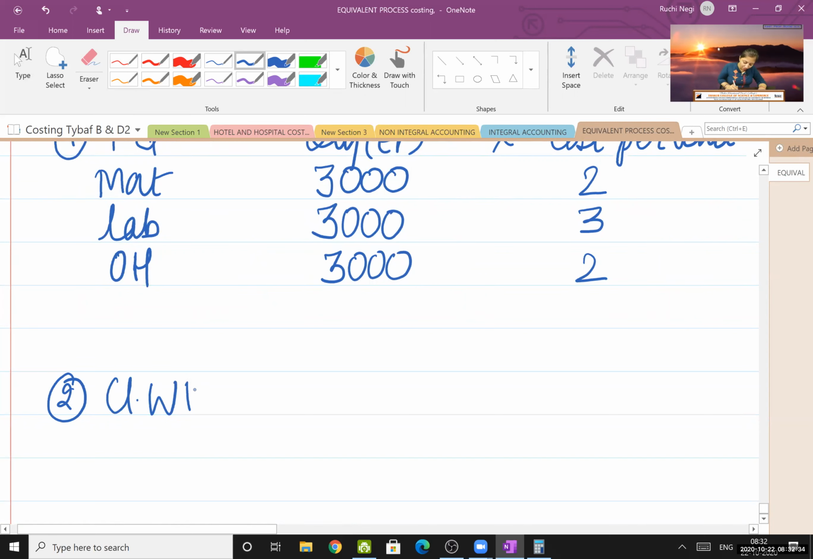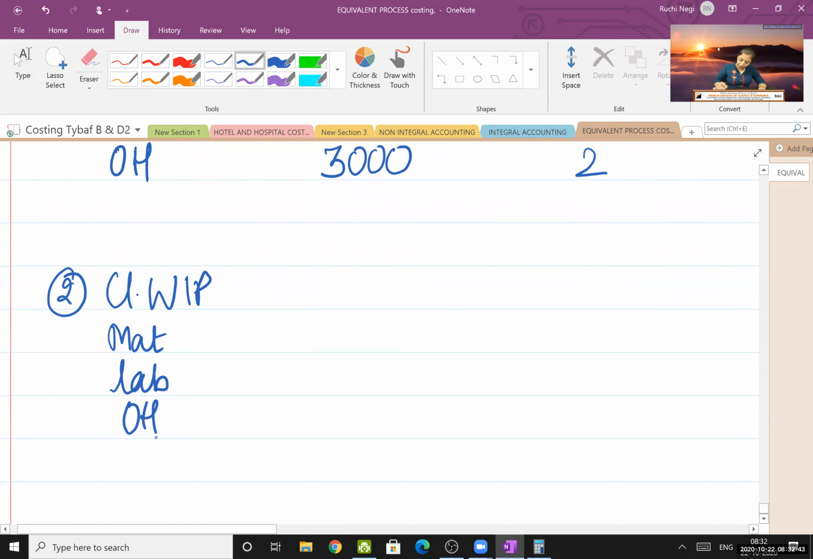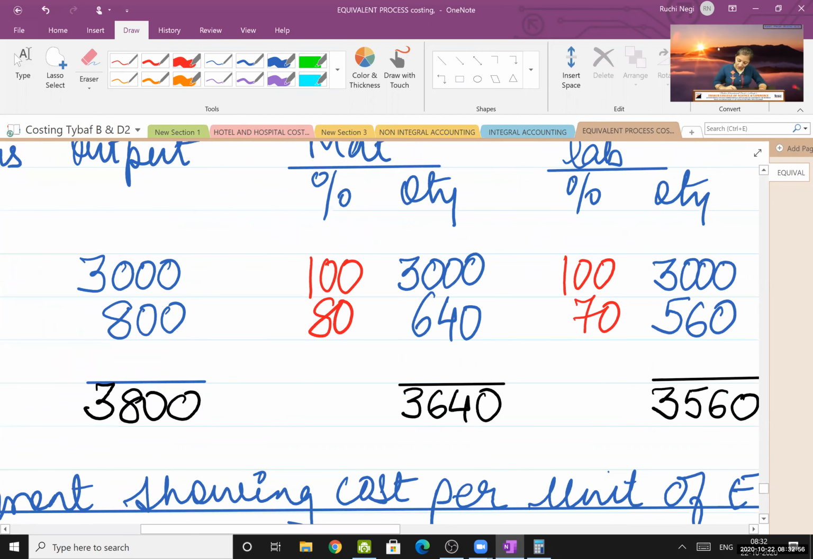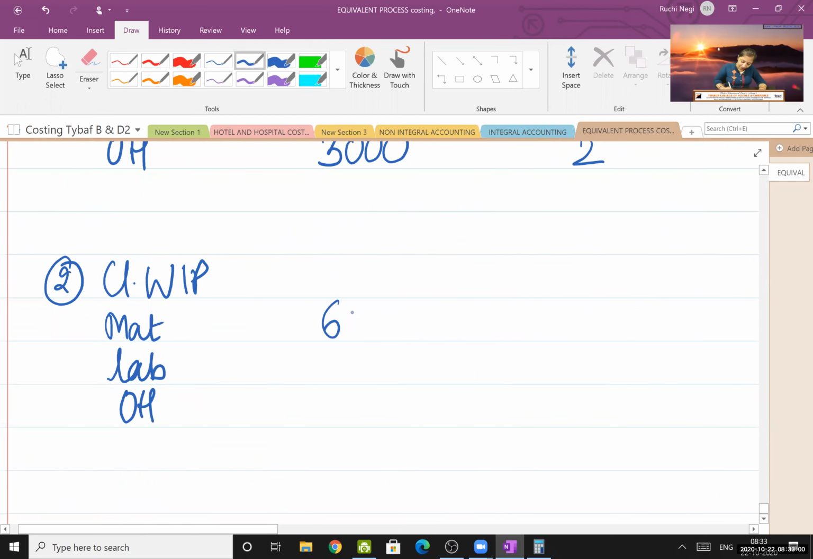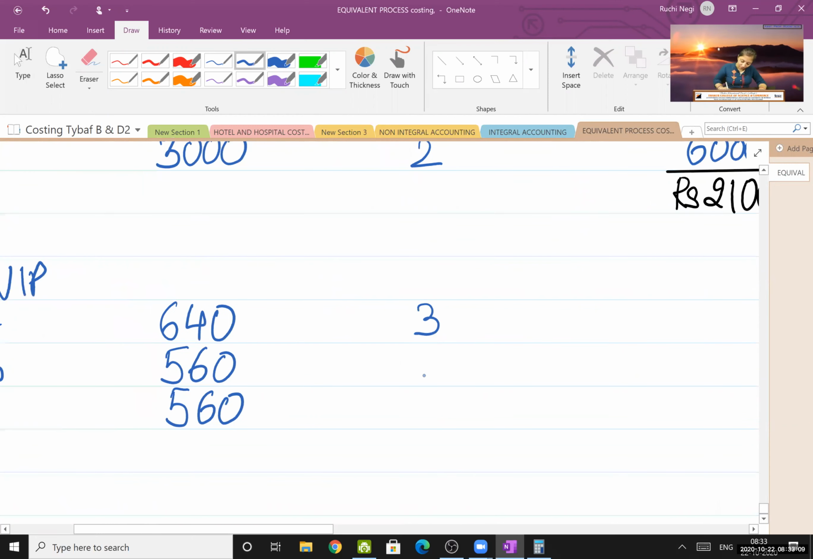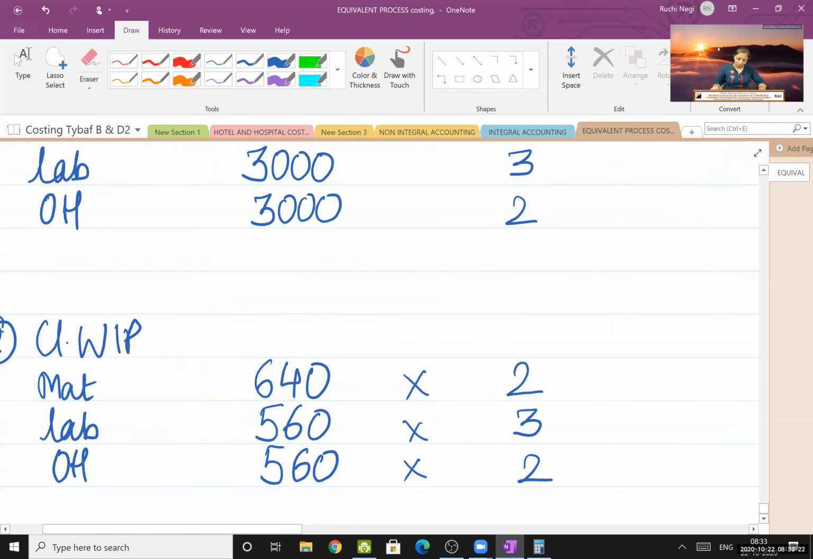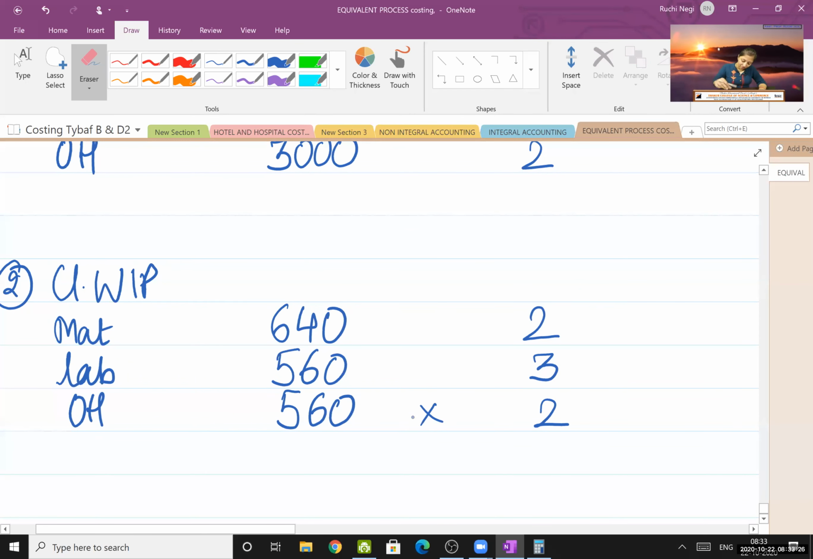Closing WIP, right? Material. Okay. Make a habit of writing closing WIP, because next lecture when I take opening WIP, yeah, so go for bifurcation so much. So how much was this? Yeah. 640, 560, 560. So you can write again your quantity. You can write it like this also.